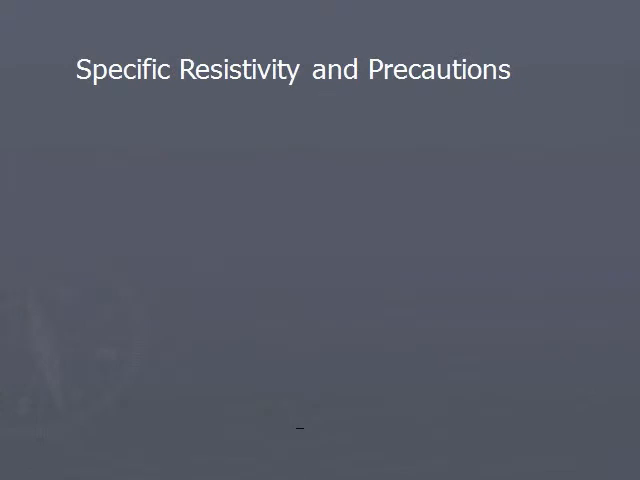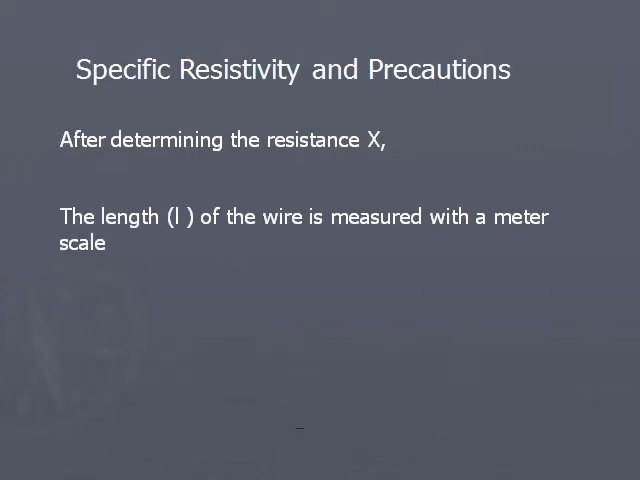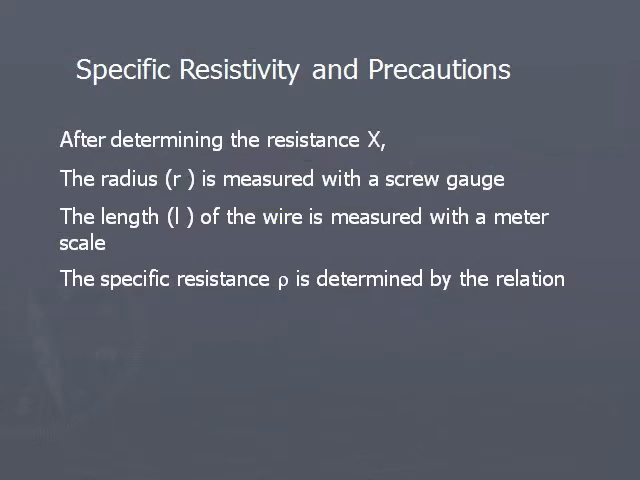Finding the specific resistivity of the wire and some precautions that are to be taken while doing this experiment. After determining the resistance X of the wire, stretch the wire, keep it on a meter scale and measure its length. Use a screw gauge to measure the diameter and calculate the radius of the wire.